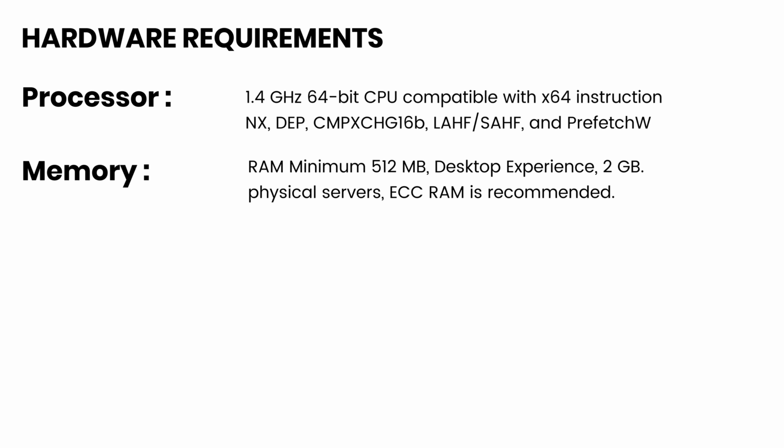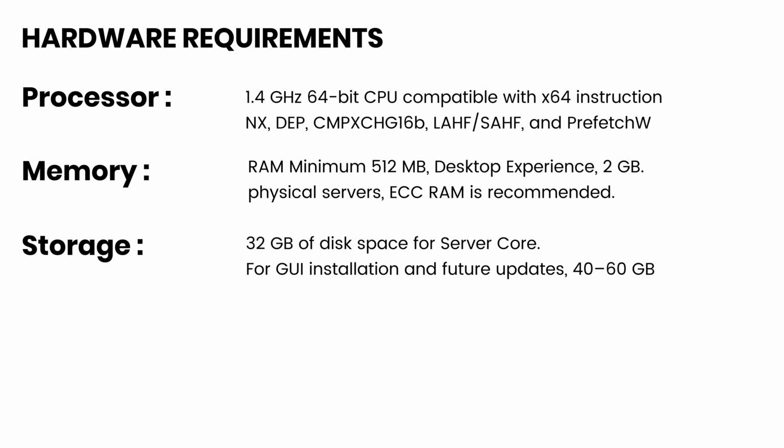Memory, RAM. Minimum 512 megabytes, but if you are installing the desktop experience, you must have at least 2 gigabytes. For physical servers, ECC (error correcting code) RAM is recommended. Storage. Minimum 32 gigabytes of disk space for Server Core. For GUI installation and future updates, 40 to 60 gigabytes or more is recommended.